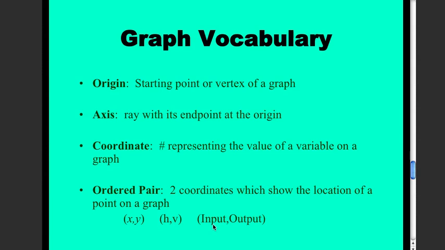Or if you're looking at an input-output table, what you see in the inputs usually comes first on the x-axis, and the output goes on the y-axis. And notice that all of these are alphabetical, making them a little easier to remember.